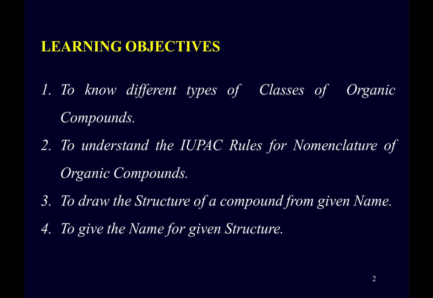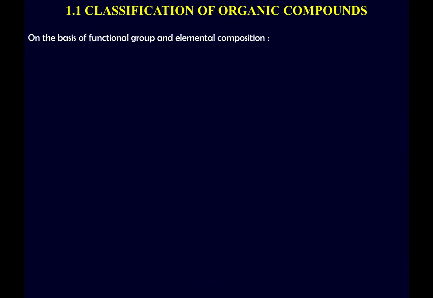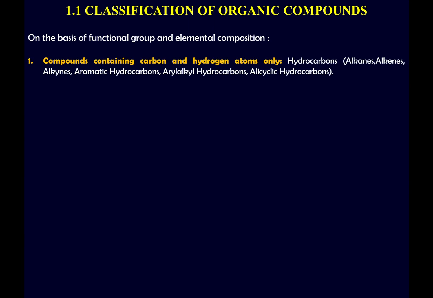The learning objectives will be mainly to know the different types of classes of organic compounds. We are dividing organic compounds for our understanding into 6 major classes. Compounds containing carbon, hydrogen atoms only, mainly hydrocarbons, which involve alkanes, alkenes, alkynes, aromatic hydrocarbons, aralkyl hydrocarbons, and alicyclic hydrocarbons.